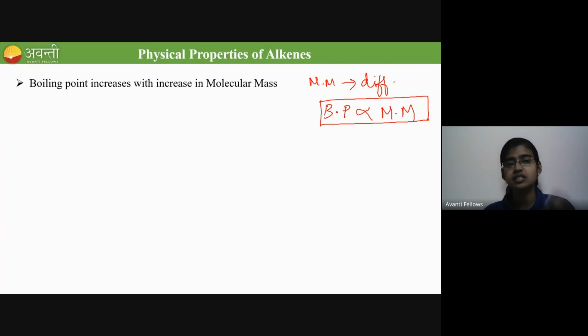So where will be the molecular masses same? It will be same for isomers, right? For structural isomers. What is isomers? Can anyone tell me the definition for isomer? Can anyone give a try for the definition of isomers?